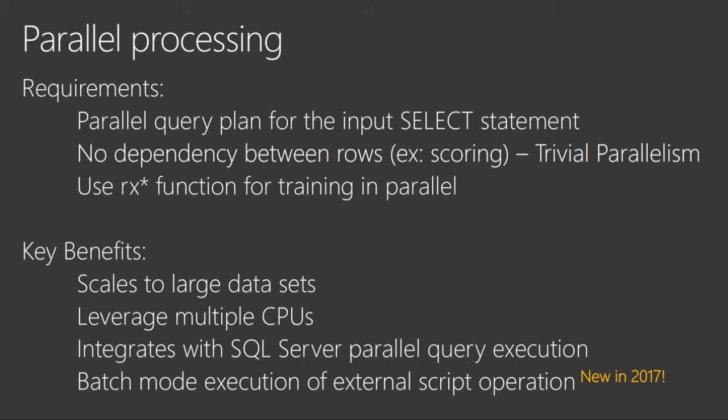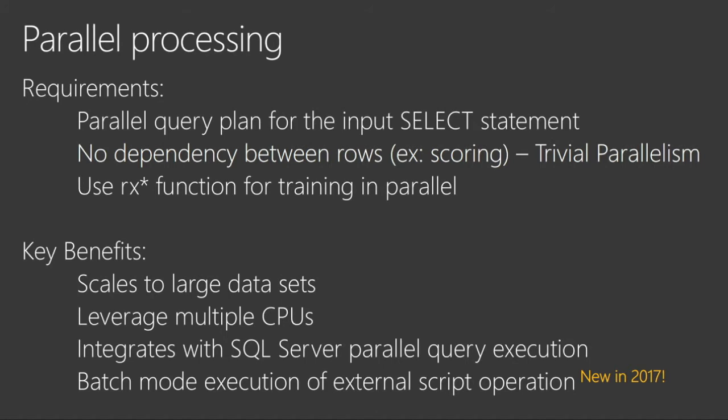So this basically helps you to scale to larger data sets, because you can get shorter processing times. You can execute in parallel, you can leverage several CPUs, and it integrates with the SQL Server parallel query execution. Now, we have a new feature in SQL Server 2017, which enables you to do batch processing on column store data, and that can actually help in this case. How could the batch mode execution help us here?